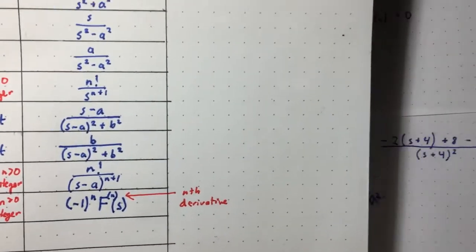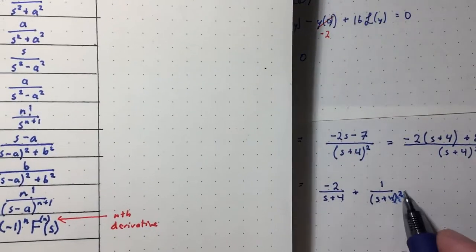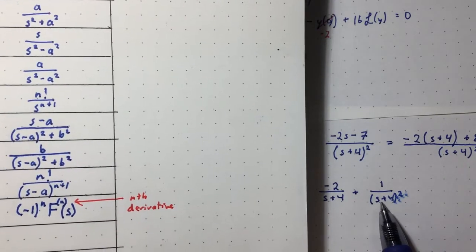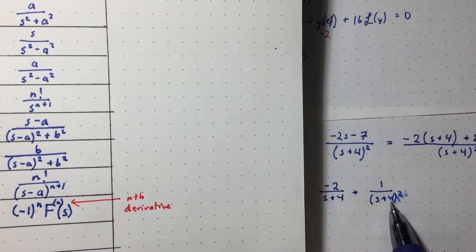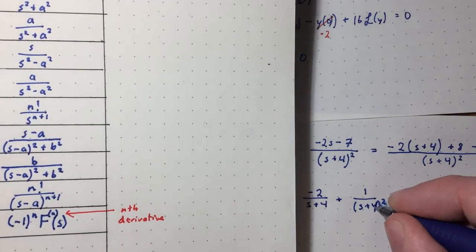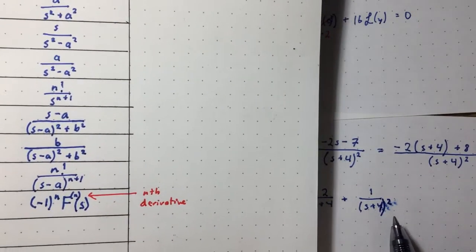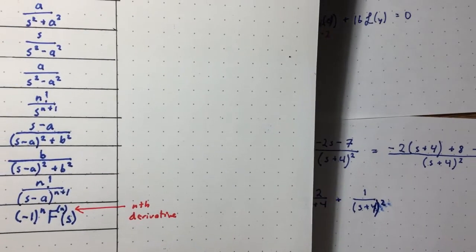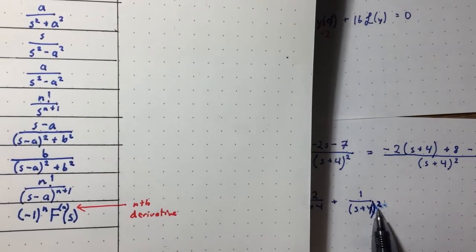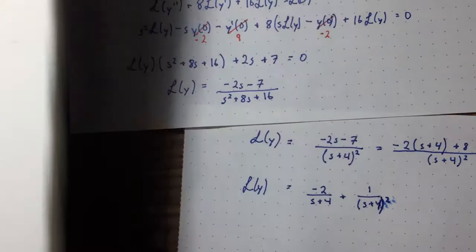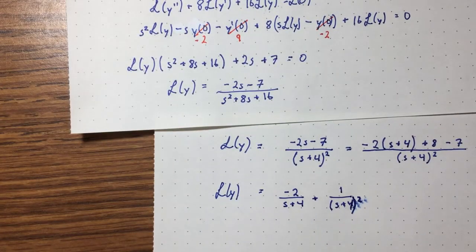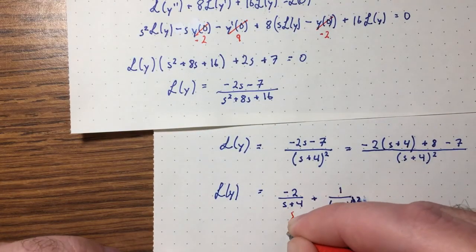Okay. So we need n factorial over s minus a. So my a is negative 4. Sorry, this became very messy. My a is negative 4, and my n is 1. Great, I already have that 1 there. All right, so let's take the inverse Laplace transform.